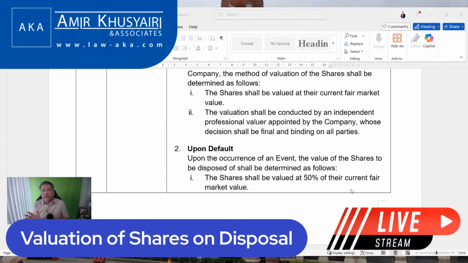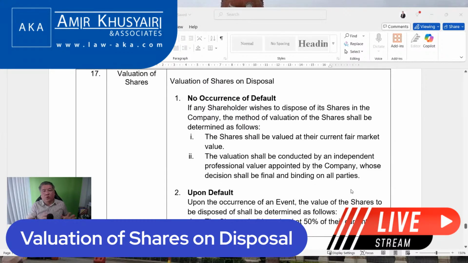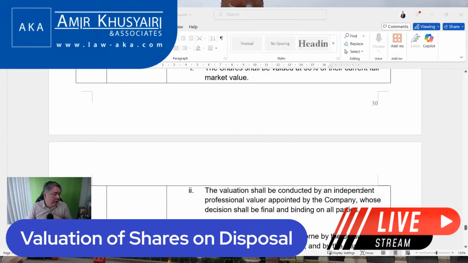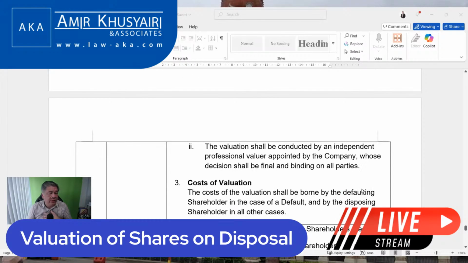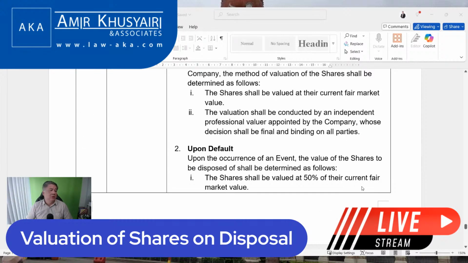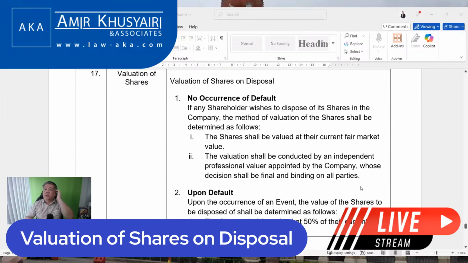So I will differentiate if there's no problems. The first one, no occurrence of default, you get fair market value. If there's a default, 50% of the value or whatever lesser amount of the value. And who pays for the cost of the valuation, because somebody has to pay. The cost of the valuation is on the defaulting shareholder or the disposing shareholder, whoever wants to leave the company and dispose of the shares. So this is just a very, very simple clause you can include in your shareholders agreement.